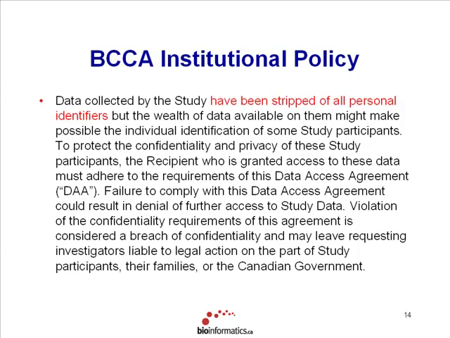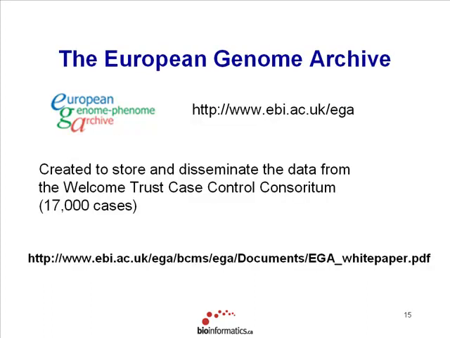Violation of the confidentiality requirements of this agreement is considered a breach of confidentiality and may leave requesting investigators liable to legal action on the part of the study participants, their families, or the Canadian government. So this is part of an agreement that, as part of our New England Journal of Medicine paper, we wanted to release the data so that other people could pull it down. And this is basically part of an agreement that people have to sign when they're downloading the data.